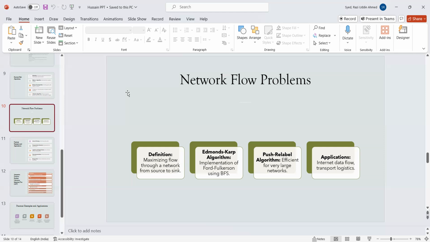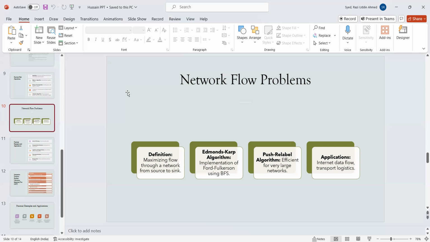The Push-Relabel algorithm is a more advanced algorithm for network flow problems, efficient for very large networks. Initialization sets the initial flow and vertex heights. Push increases the flow from vertices with excess flow. Relabel adjusts vertex heights to find new paths. It is efficient for very large networks. For example, managing traffic in a road network with many intersections. So this algorithm is really helpful in such scenarios.